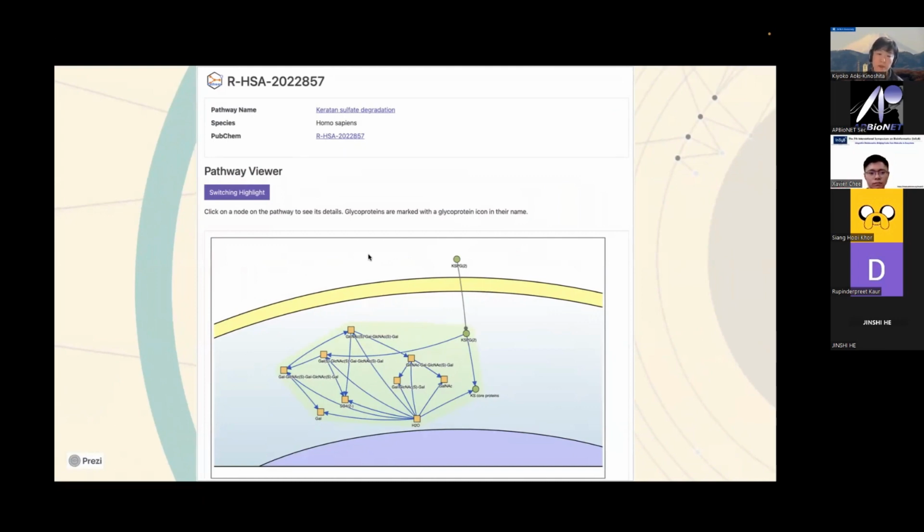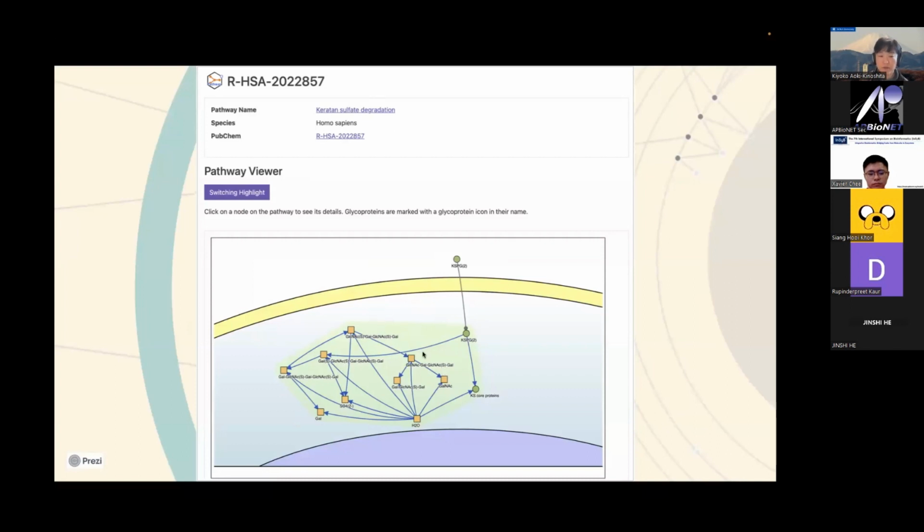So we have that information. If you do a keyword search, for example, for keratin, and then specify the species, you can get this kind of pathway. Now, this pathway is not the same as what's in the Reactome database, for those who know. This is actually automatically generated on the fly.